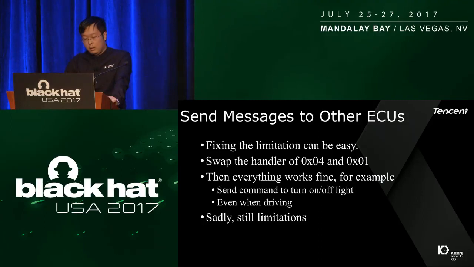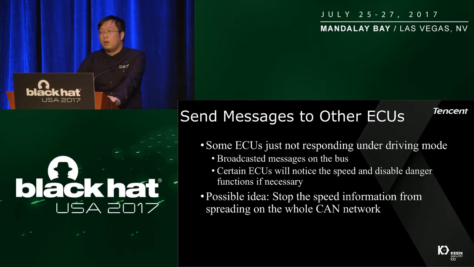However, it still has some limitations. Some ECUs just don't respond under driving mode. Here is the problem. Some messages are broadcast on the CAN bus, and as you know, once you send a message on the CAN bus, you can't control who can receive it. So certain ECUs will notice the message. For example, they will notice the speed message and disable dangerous functions if necessary. So we have an idea. If you want to make the message sent to another bus, you need to have a forwarder or something in the gateway. So is there a possible way to stop the speed information from spreading on the whole CAN network?